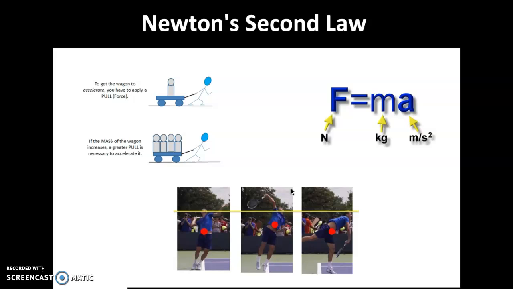So this law highlights that there is a clear relationship between mass, acceleration and force, and this is represented in the equation as shown on the screen, where force measured in newtons is equal to the mass measured in kilograms multiplied by the acceleration measured in meters per second squared.